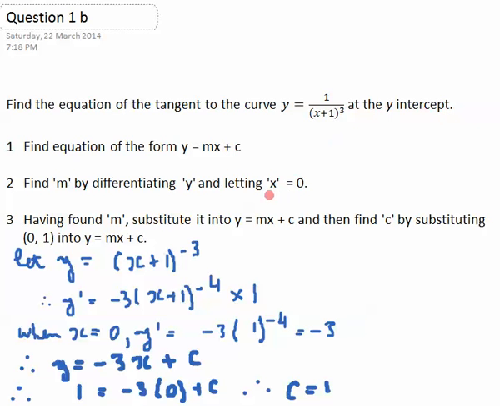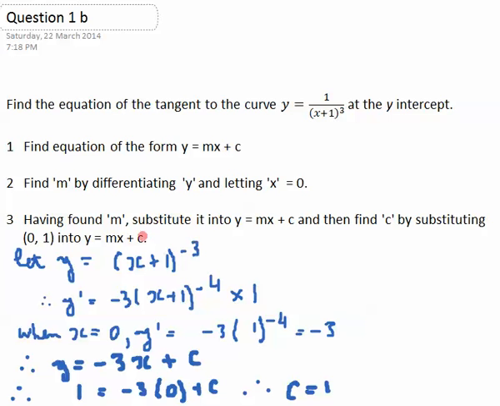tangent. Having found m, we substitute it into the standard form y equals mx plus c, and then we're going to find c by substituting (0, 1), because that's where the y-intercept is for this equation. You let x equal 0 to find the y-intercept, don't you? So when x is 0, y will equal 1 over 1 cubed, which is just 1. So we substitute (0, 1) into that equation to find the value of c, and that's what I've done here.